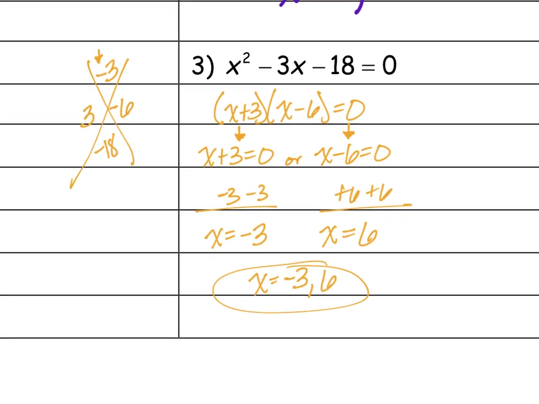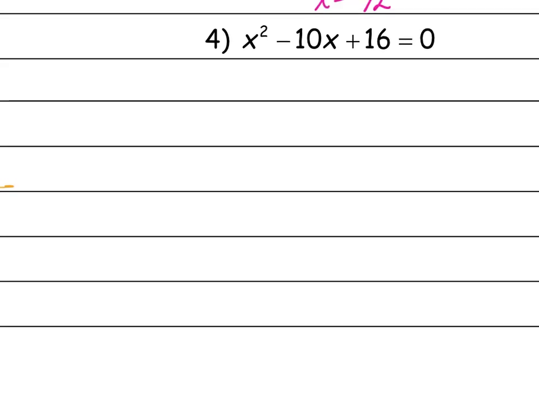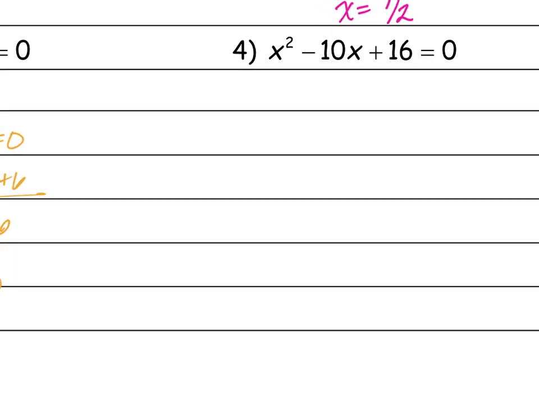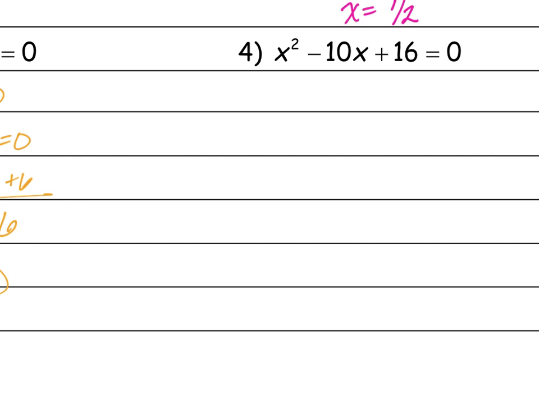Okay. So number 4. We're doing exactly the same thing. Exactly. This is what you're going to do on your homework. Everything's going to be exactly the same. So I need two numbers that multiply to be 16 and add to be -10. Sorry, I was trying to think about what those two numbers are.